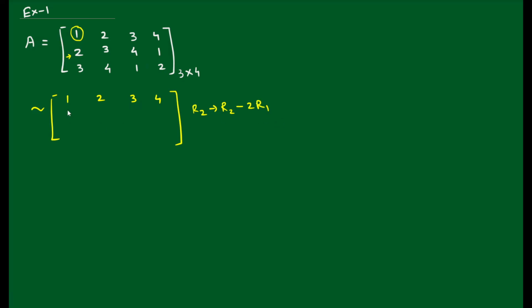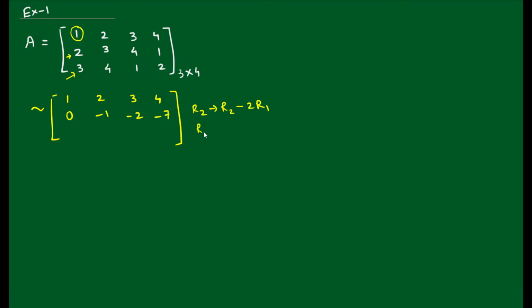Okay. So it will be 2 minus 2 into 1, 0. 3 minus 2 into 2, minus 1. 4 minus 2 into 3, minus 2. 1 minus 2 into 4, how much is it? Minus 7. Okay. And then now we'll make this 3 zero, again with the help of row 1.